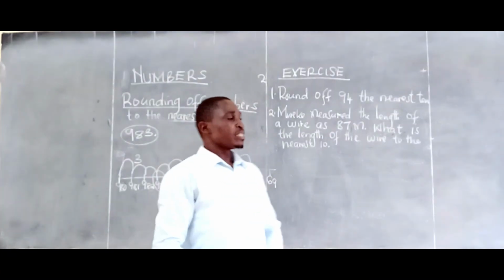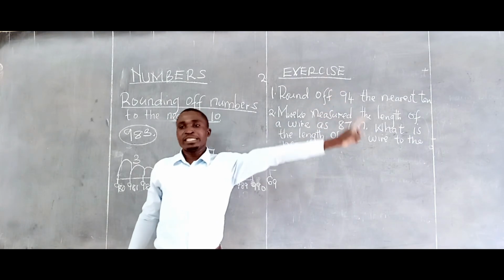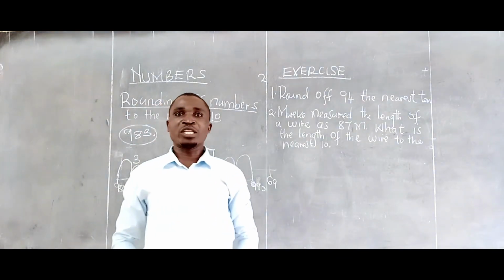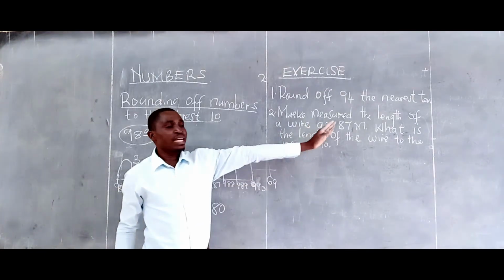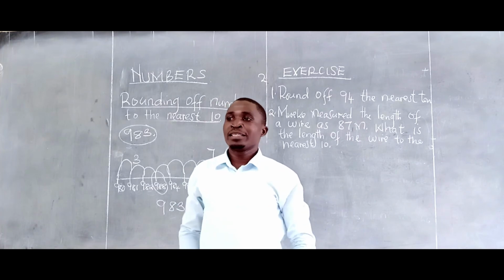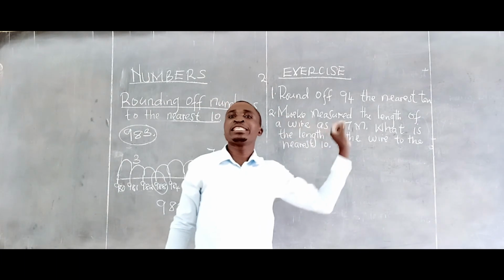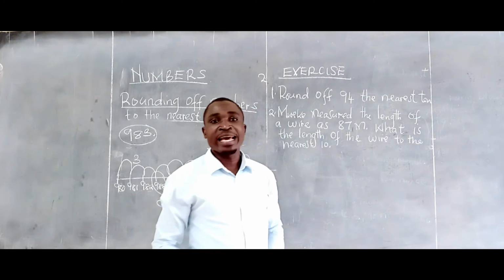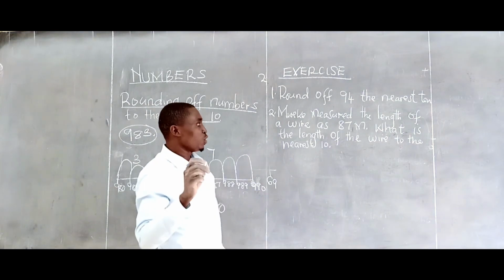The first question is round off 94 to the nearest tens. That is the first question on our exercise. Question number 2. Mweke measured the length of a wire as 87 meters. What is the length of this wire to the nearest tens? The last question on this exercise that I want us to attempt.